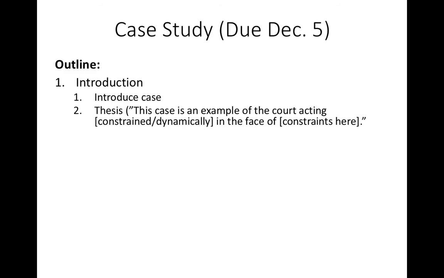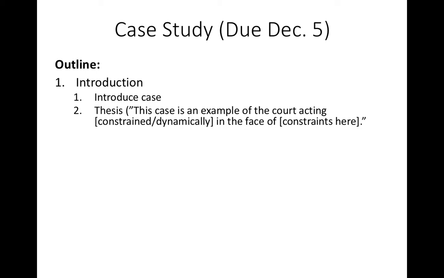So the essential outline of the paper is as follows. You need an introduction, and in this introduction you need to briefly introduce your case, and at the end of the introduction you need to include a thesis. There are a few different ways that you can go about writing your thesis, but you could say something like, this case is an example of the court acting either constrained or dynamically in the face of strong institutional constraints, strong doctrinal constraints, or strong cultural constraints.